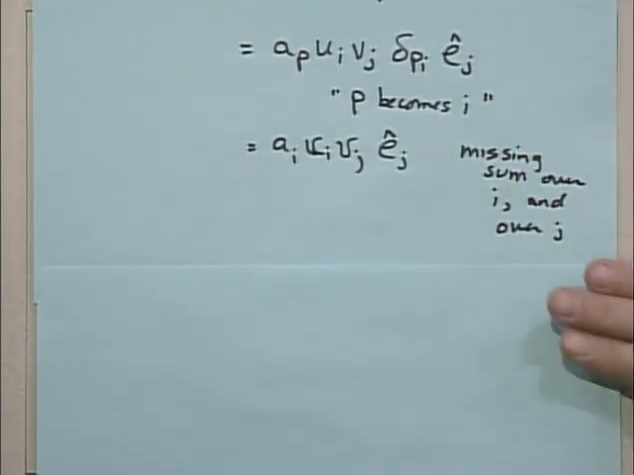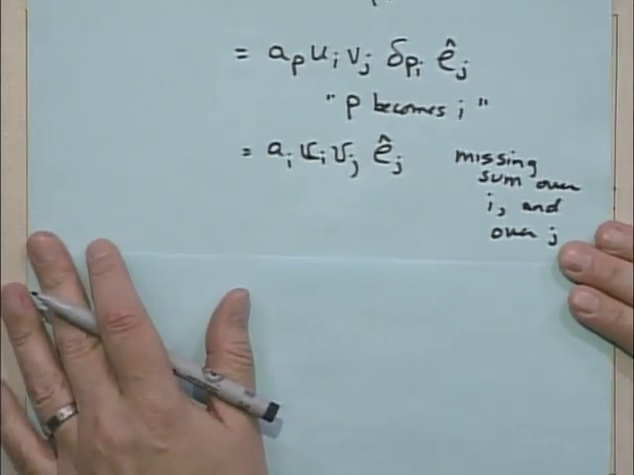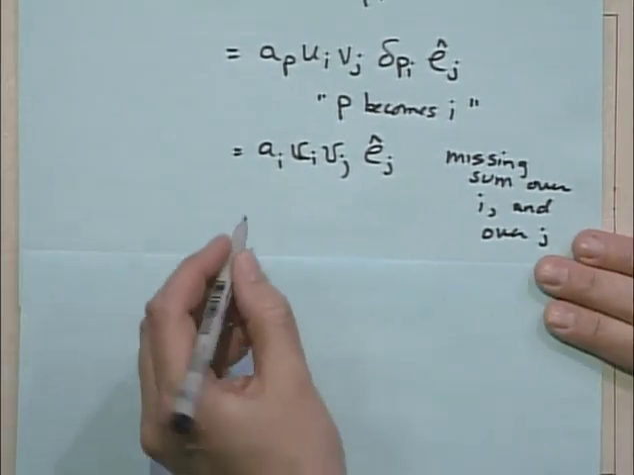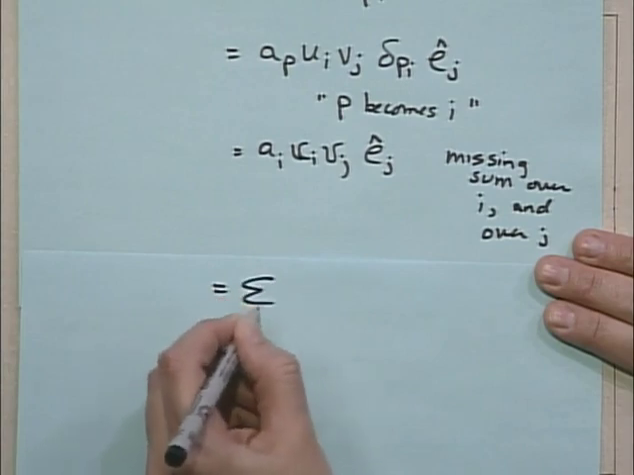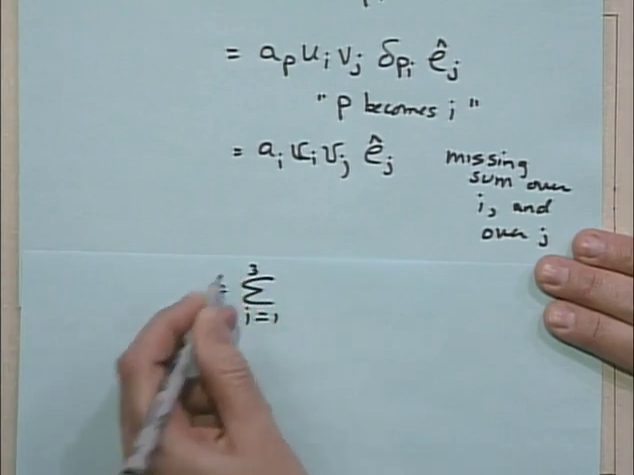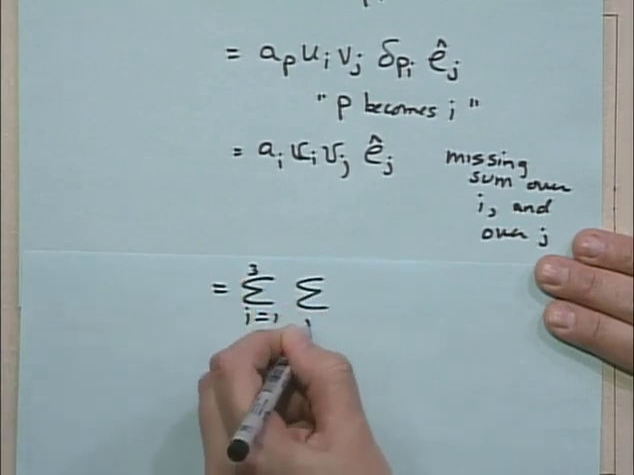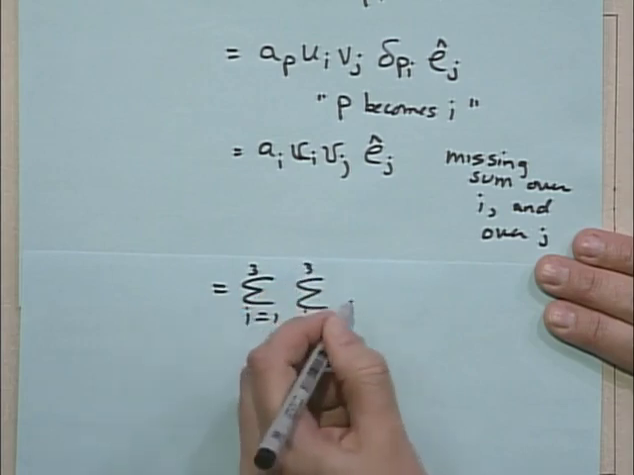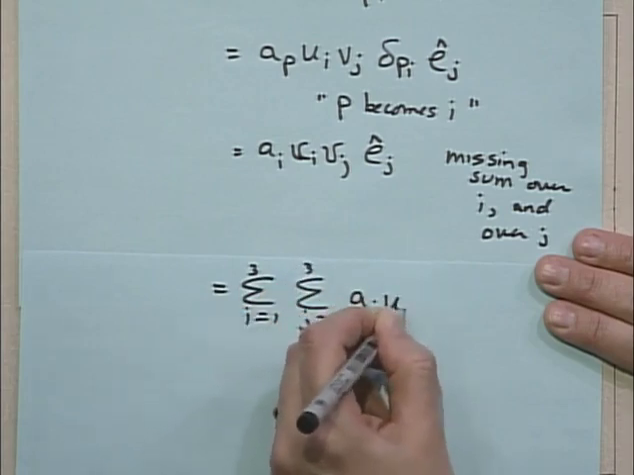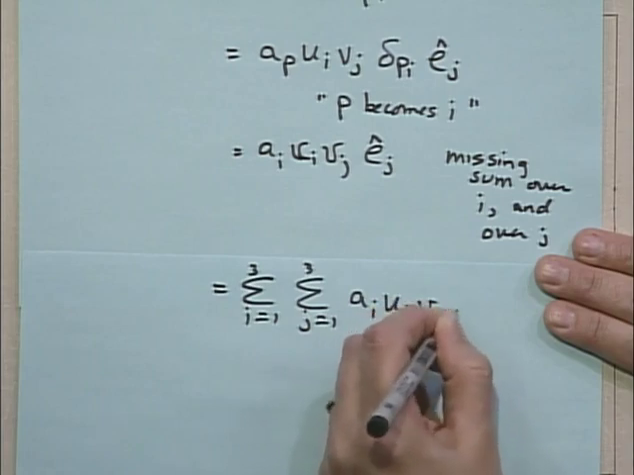And when they went away, we lost a bunch of terms, and that's where that summation went. So let's put the sums back. I'm going to bleed on to another slide halfway up here. Okay, good. Now we'll put the sums back. Equals summation i equals 1 to 3, summation j equals 1 to 3 of ai, ui, vj, ej.